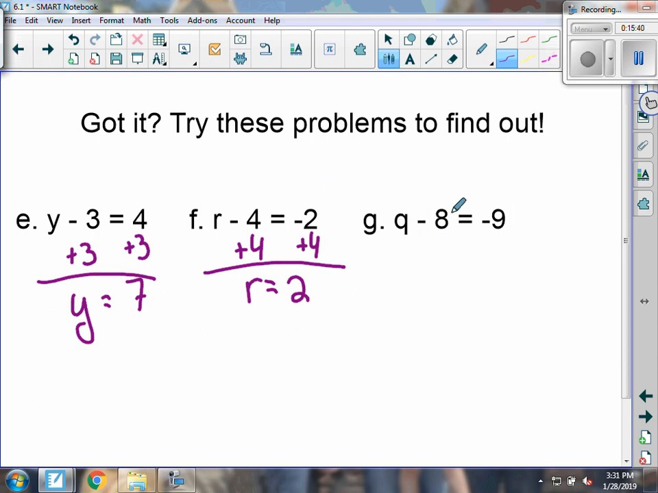So q minus 8 is equal to negative 9. So I'm going to add 8 to both sides. So q is equal to negative 9 plus 8. It's going to be negative 1. Okay, so double check your answers, please. If you show all 3 steps, you'll be less likely to make a mistake. So that's why I want you to show all 3 steps.